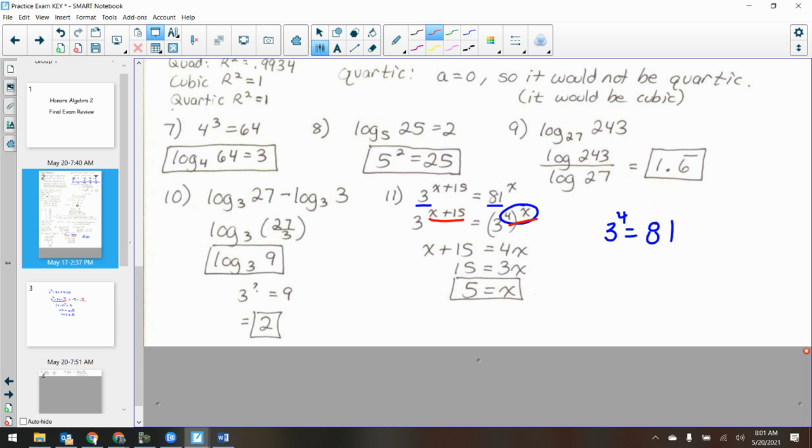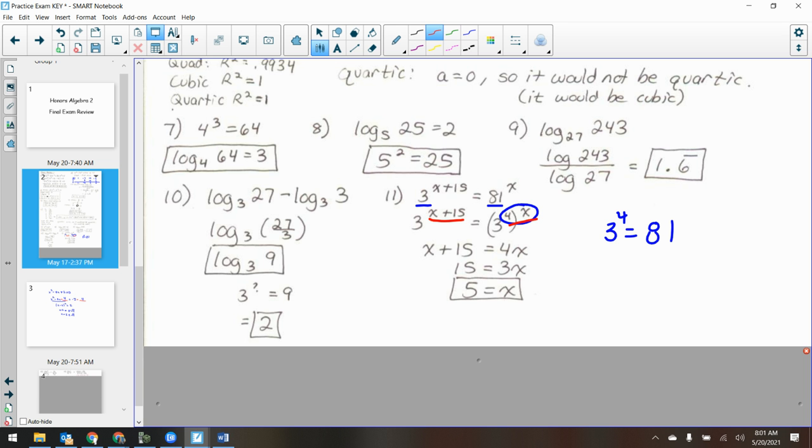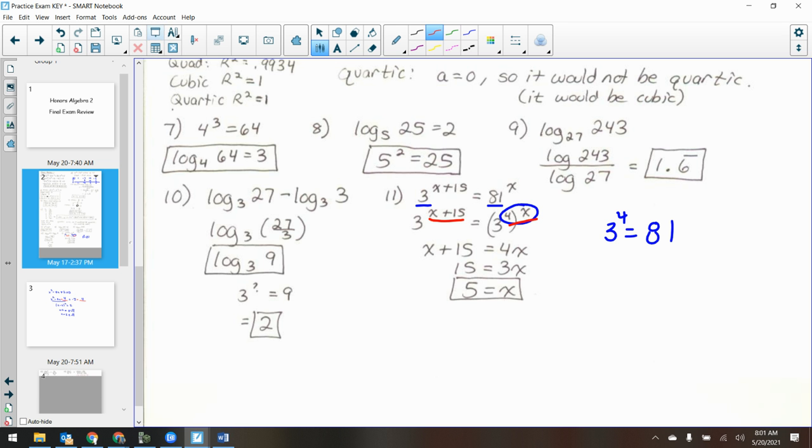Remember, when you're solving an equation, you can always plug your numbers back in to see if it works. Like you can say, okay, 3 to the 5 plus 15, is that the same thing as 81 to the 5th? Make it too big of a number. 81 to the 5th. Did your calculator do that? Nope, it'll do it. And that would be like 3 to the 20th. Yeah, same number. I think that's it on that page of the key.